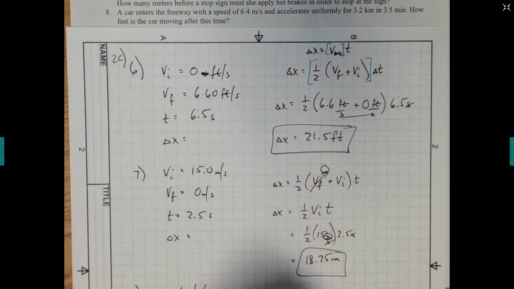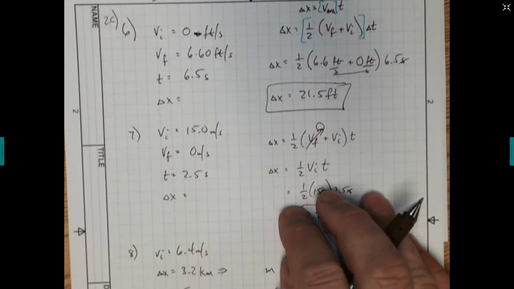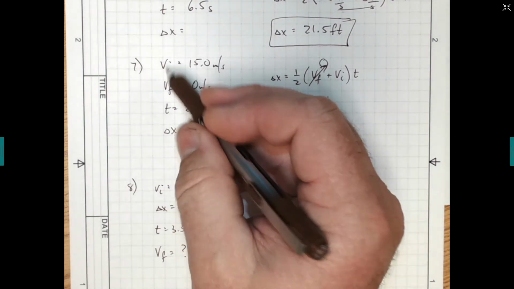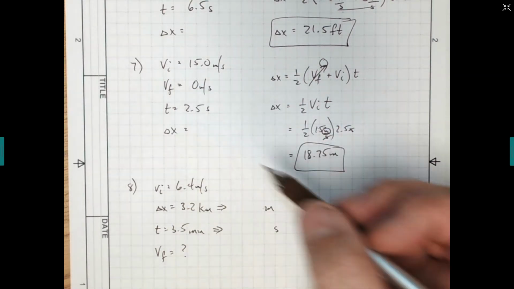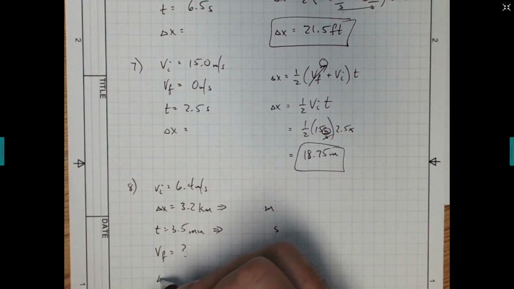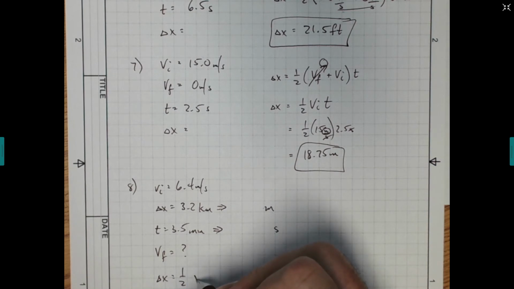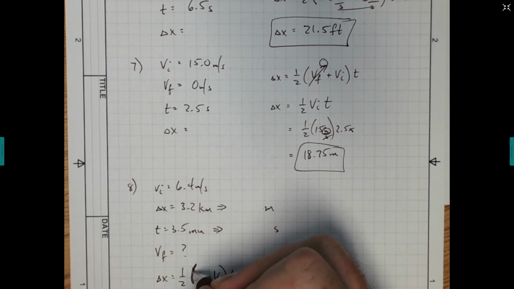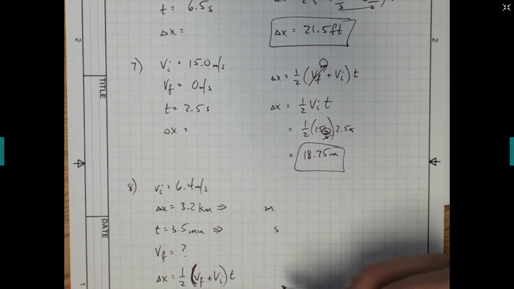In 3.5 minutes, my time is 3.5 minutes. Again, we don't like minutes. We're going to change that over to seconds. How fast is the car moving at the end? So velocity final. We got the same variables that we had before, but now we're solving for VF. So we're going to use that same equation, delta x equals 1/2 (VF plus VI) times t, but now we're going to solve this equation for VF.